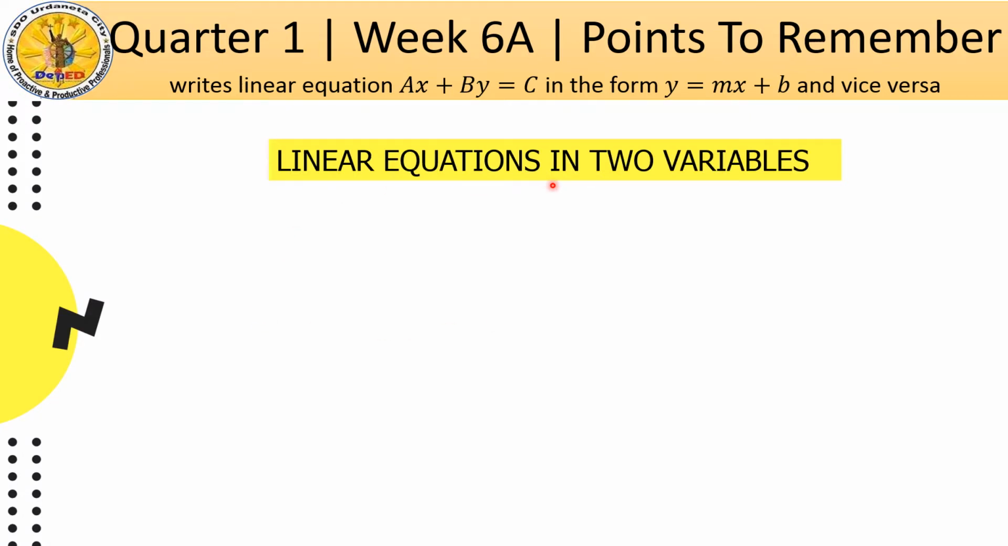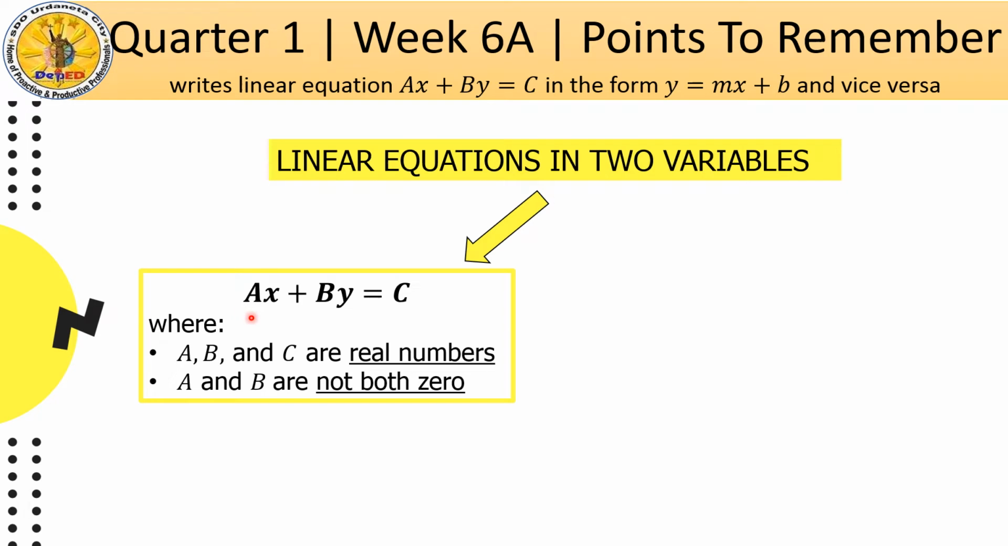A linear equation in two variables has two forms. The first one is ax + by = c, where a, b, and c are real numbers, or constants, but a and b must not be equal to 0. This is what we call the standard form of a linear equation in two variables. If we observe, the two variables are on the left of the equation and the constant is on the right.